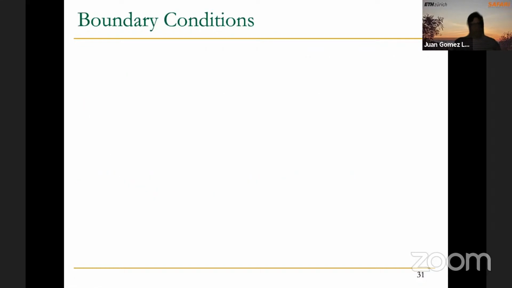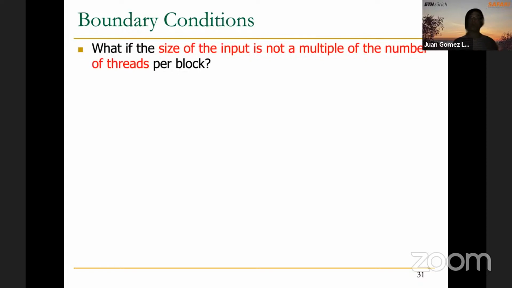There is one thing to take into account here, which is the boundary conditions, because recall, we are using a number of blocks, and the number of threads per block is fixed. In the example that we saw a couple of slides ago, it was 512. So what this means is that the size of the input should be a multiple of 512. Should it be a multiple of the number of threads per block? No, not really. But what should we do in the case that the size of the input is not a multiple of the number of threads per block?